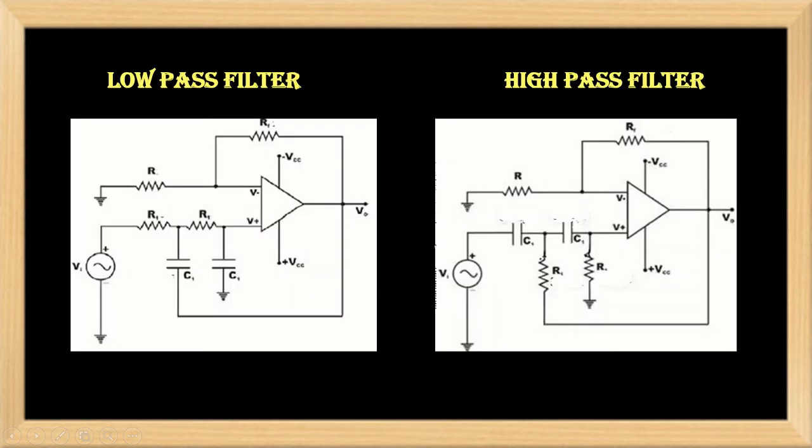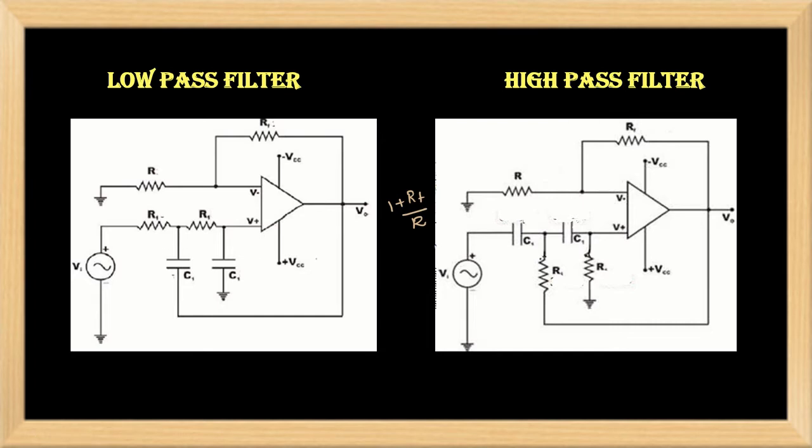So this is the circuit diagram of the second order active low pass and high pass filter. It has two sets of RC components, hence it is the second order. This RC network is connected to the non-inverting terminal of the op-amp. So it produces the output which is 1 plus RF by R times the input. We can choose the values of RF and R suitable to obtain the desired gain.